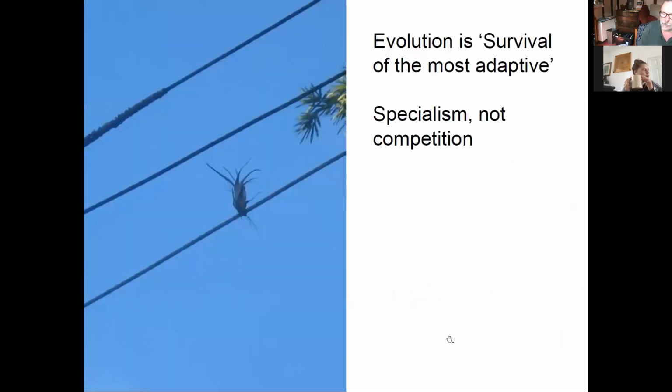Okay. Next slide. I just touched on this before. It's such an important point. But evolution, the main driver of evolution is specialism, not competition. Species are evolving away from each other, so they're not all trying to occupy the same space. This idea that evolution, the survival of the fittest, is the big punch up, big competition, actually, that's not how it works.